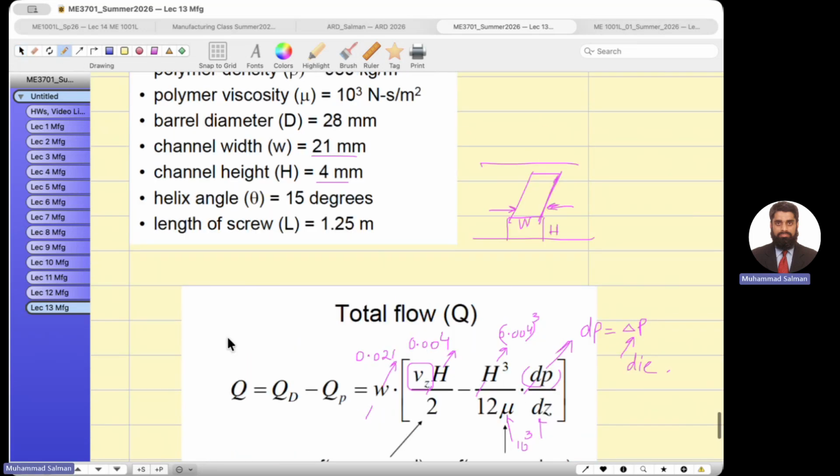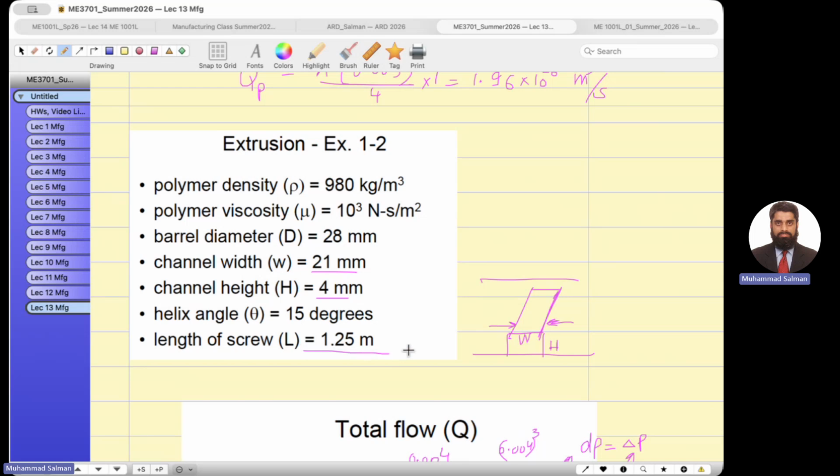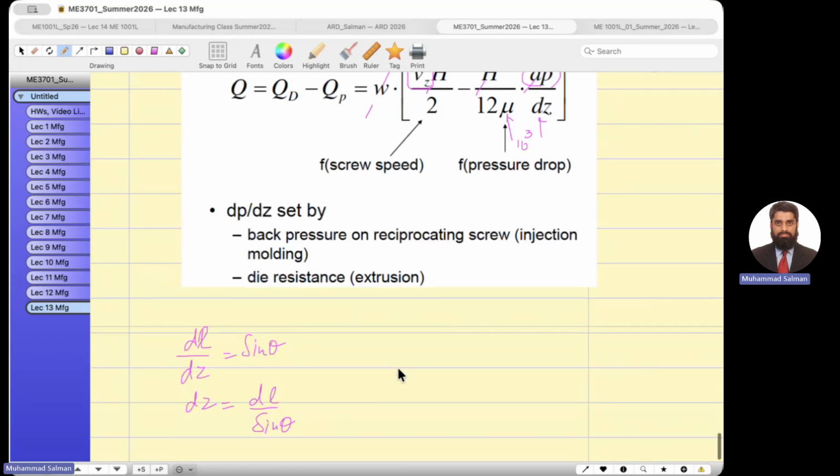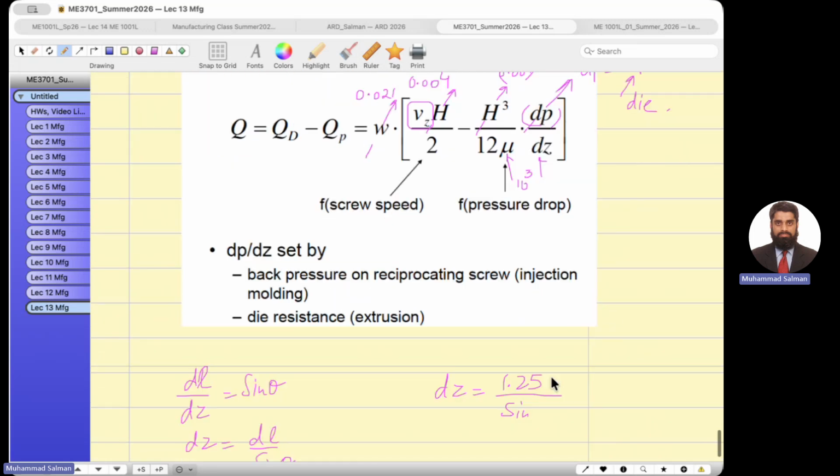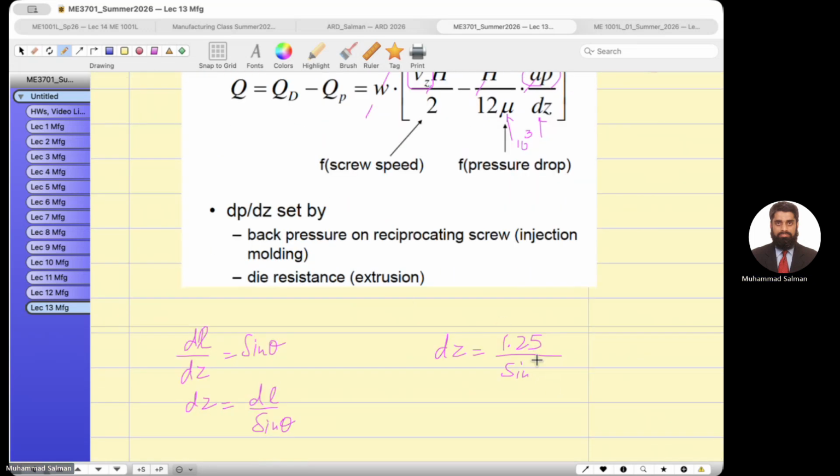What is the length of the screw? The complete length of the screw is 1.25. So I will say dz equals 1.25 divided by sine. What is the helical angle? It is 15 degrees. Sine 15. How much is that? Is it 4.83? Please open your calculators and let me know. I'm trying to fill in all the variables for the flow inside the screw. Yeah, you found this is correct.